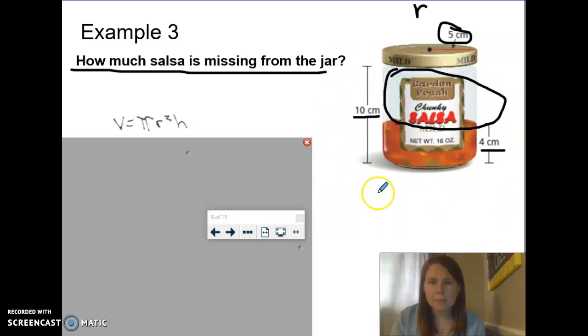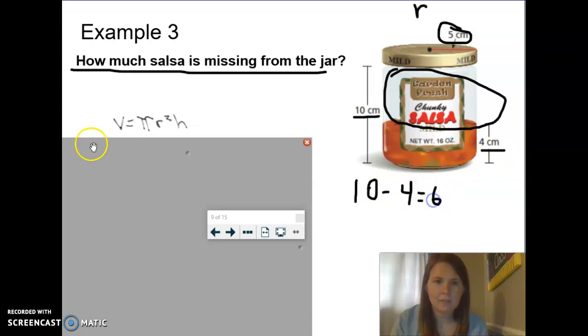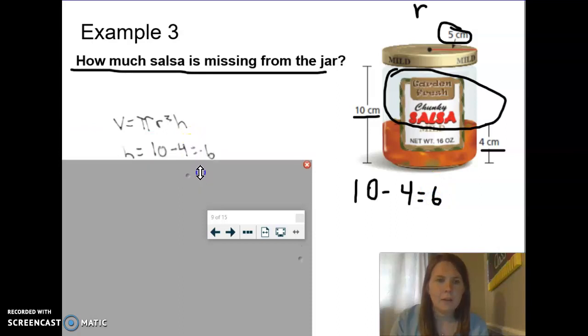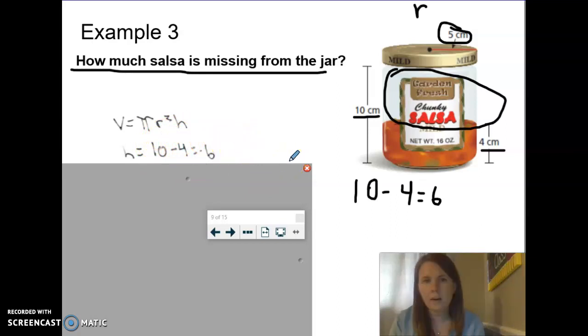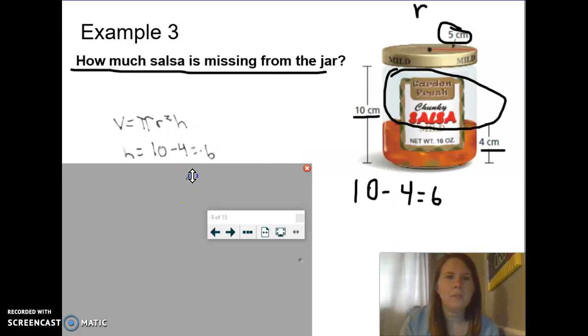To figure out that missing part, you're going to have to take how tall the actual jar is and subtract the amount that is still left in it. So that's going to give me my height of 6. That's how I did it over here as well, taking 10 minus 4 equals 6. Now, before we plug it in here, your code word for today is potato, okay? So code word potato. We're going to keep going, though.